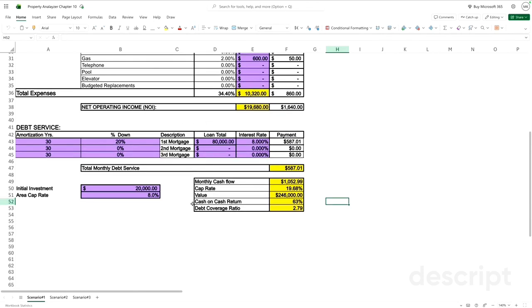Now, these terms right here are equally as important as the first video. So the analyzer helps me drastically. I don't know formulas off the top of my head, so this is why this analyzer is really important, because I plug the numbers in and it does it for me. All right, so let's talk about the capitalization rate, aka cap rate.